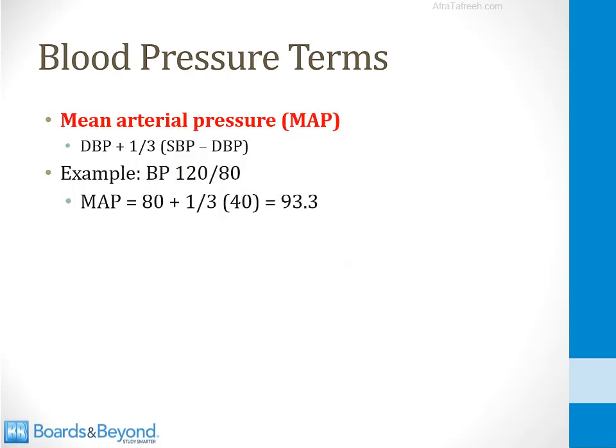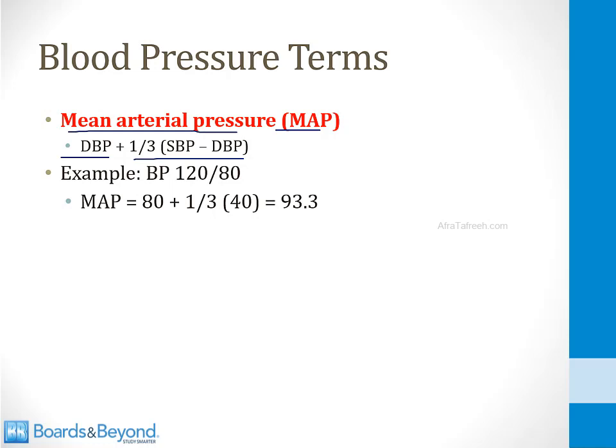Another important blood pressure term is the mean arterial pressure, or MAP. This is equal to the diastolic pressure plus 1/3 of the difference between the systolic and diastolic pressures, which you may recall is called the pulse pressure. The reason it's not halfway between the two pressures is because our blood pressure spends more of its time in the diastolic range.